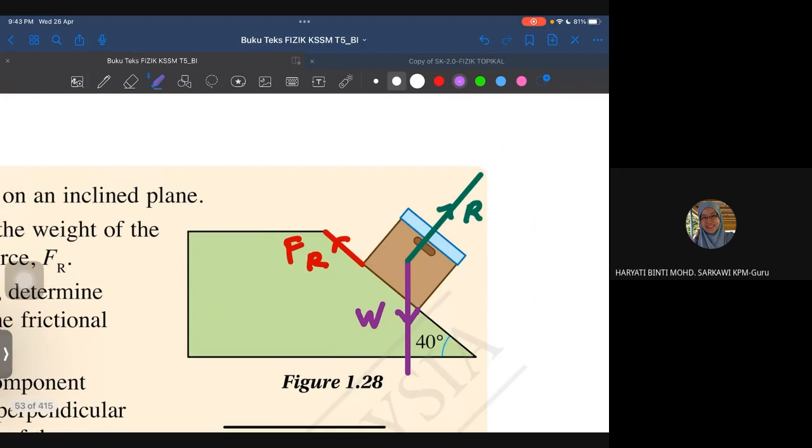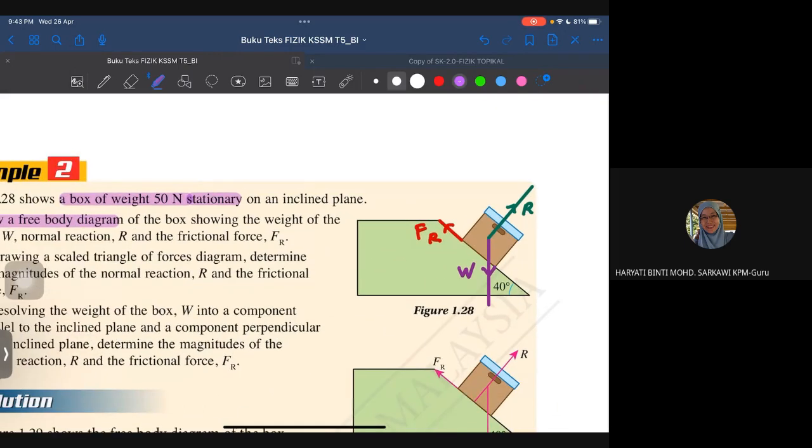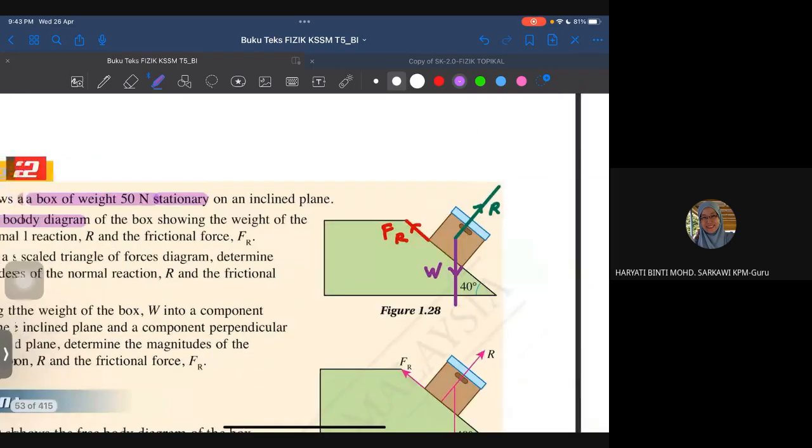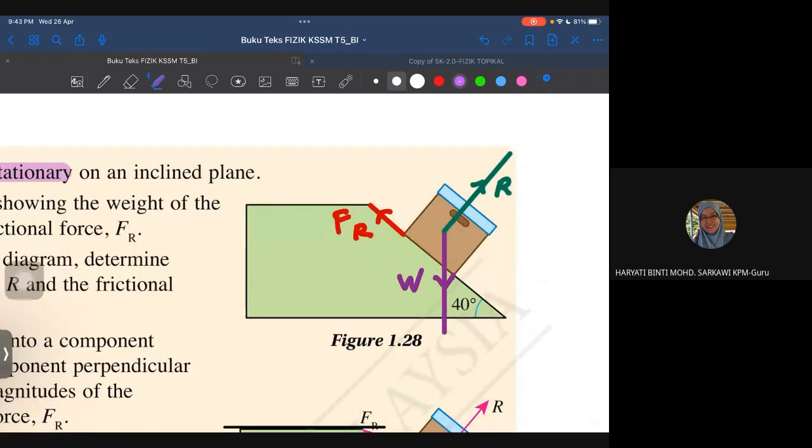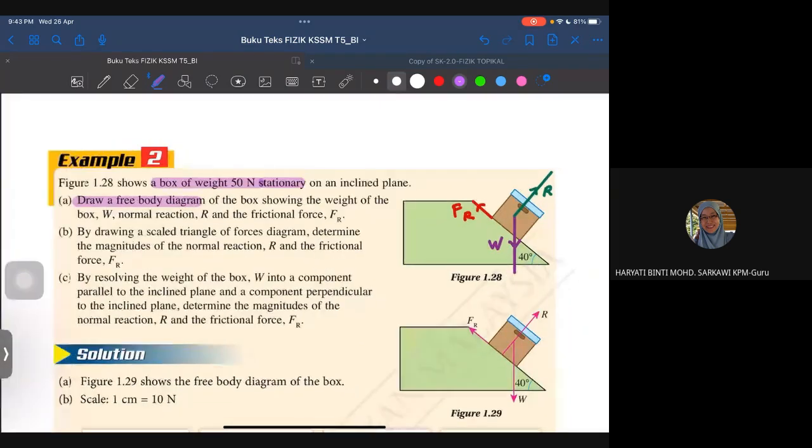Okay, this diagram is known as a free body diagram. When you draw the free body diagram, there must be arrows to show the direction of the force, and you need to label the symbol to show what force you are drawing. Then B, by drawing a scale triangle of forces diagram, determine the magnitude of the normal reaction R and the frictional force.